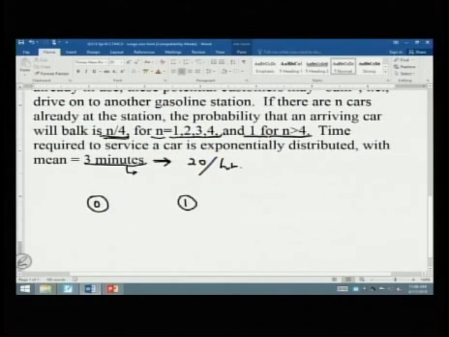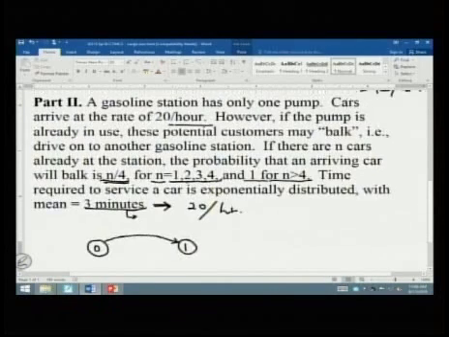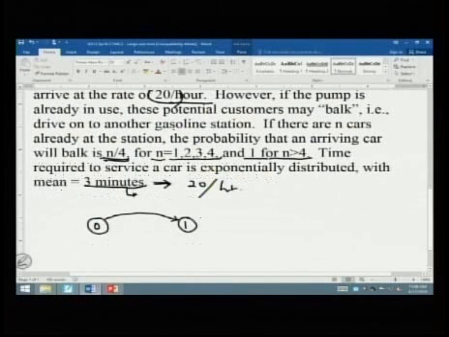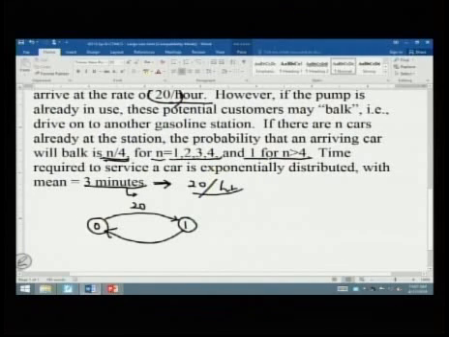0, 1. So what is this arrival rate? It's 20, right? Over here, 20 per hour. So that's going to be 20 per hour, right? How about the service rate? It's 20, right, per hour.